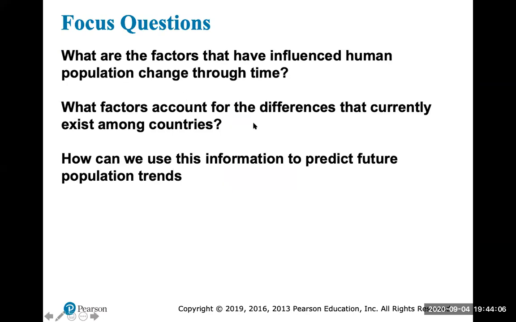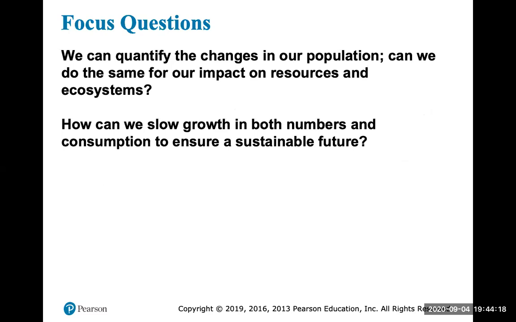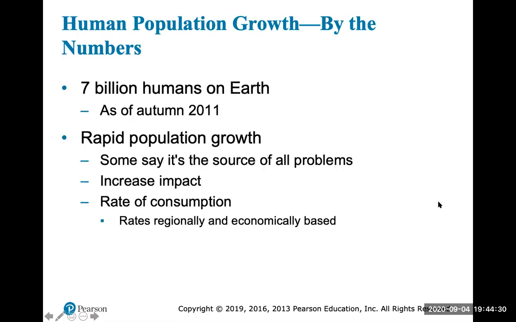So these are some of the focus questions that we're really going to look at. We're going to look at population trends, factors that account for differences that exist among countries, and what are factors that influenced human population over time. How can we slow growth to ensure a sustainable future? This is really where the environment comes into play. A lot of people are concerned with human population becoming too great that the environment wouldn't be able to support it.